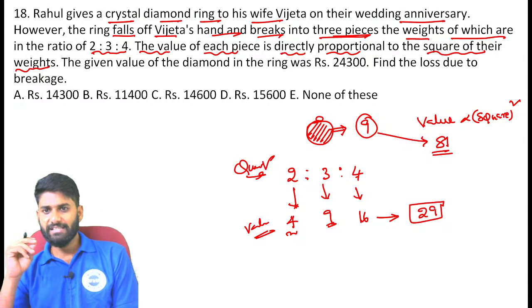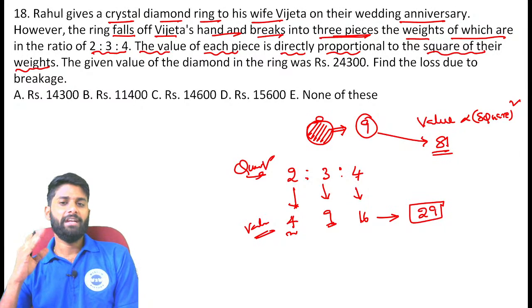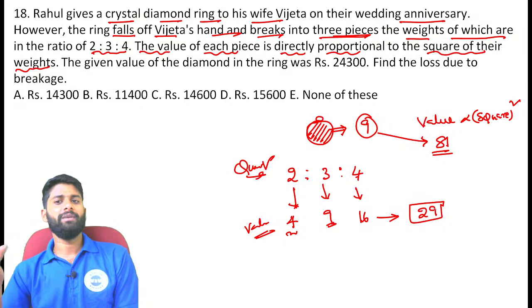Now see the difference, guys. The original value of that product is equal to 81. It breaks into three parts. The total value becomes 29. So definitely the person incurs a loss.